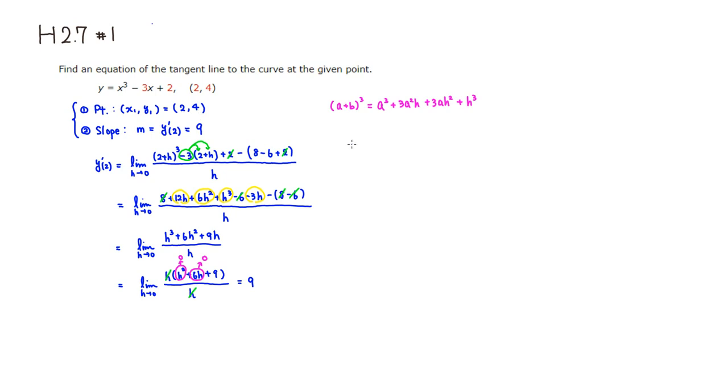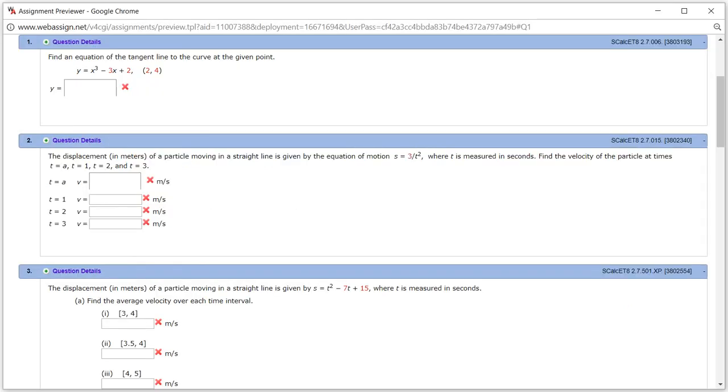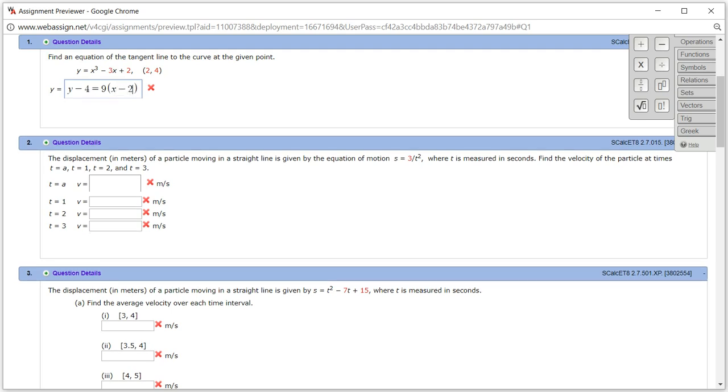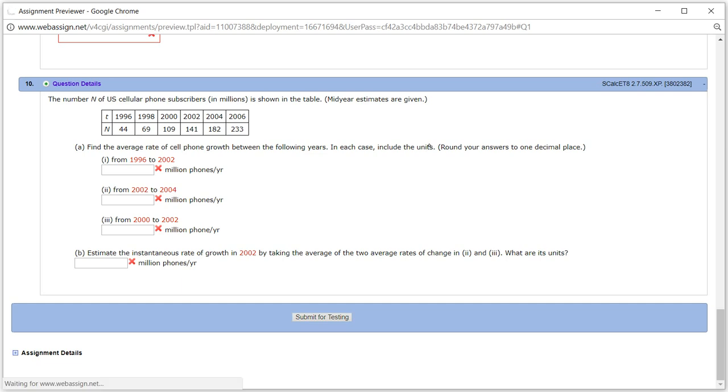Therefore, we can write an equation. It's going to be y minus y1, in this case 4, is equal to the slope, which came out to be 9, times the quantity x minus x1, which is 2. That is the equation that we're looking for. So let's type it in. We found that to be y minus 4 equals 9 times x minus 2. Let's submit for testing.